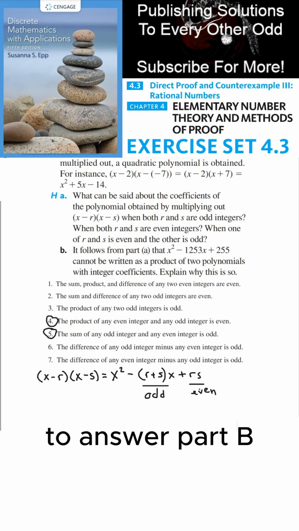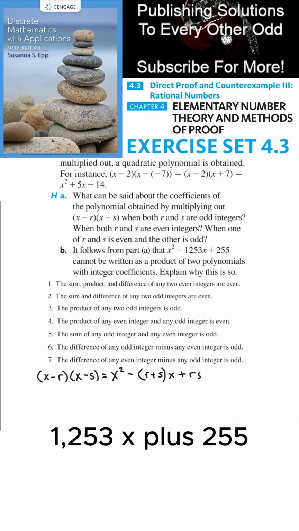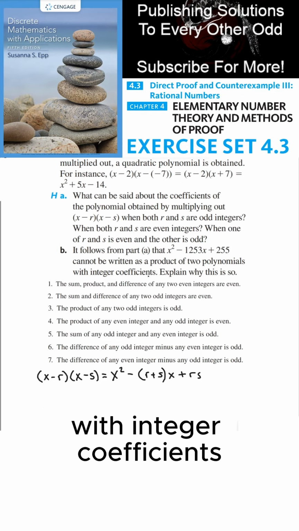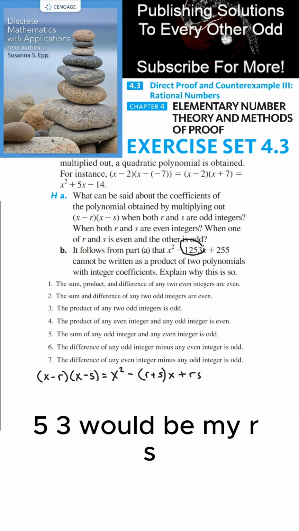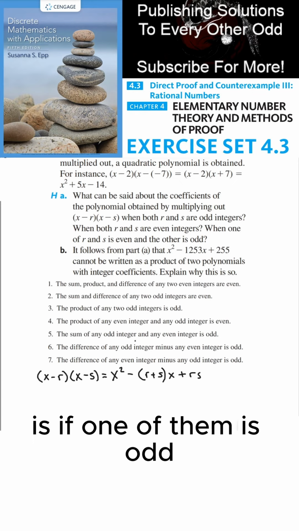Part B says, it follows from part A that x² − 1,253x + 255 cannot be written as a product of two polynomials with integer coefficients. Explain why this is so. Well, the coefficient 1,253 would be my r plus s. The only way the sum of two integers can be odd is if one of them is odd and one of them is even.